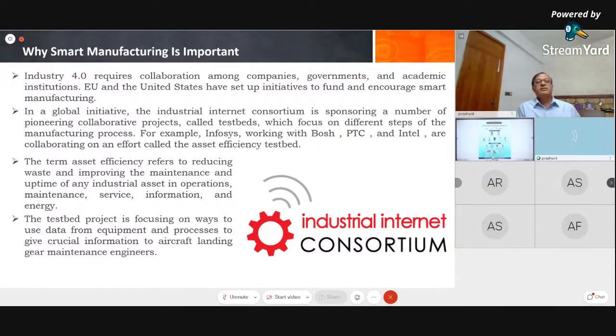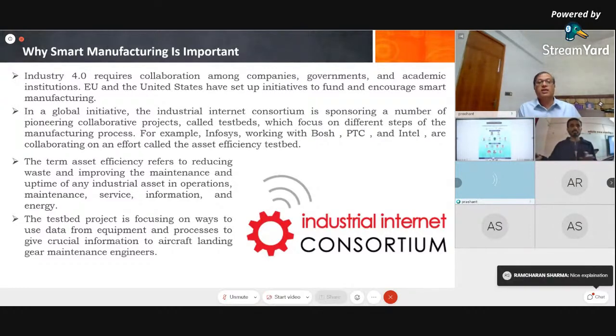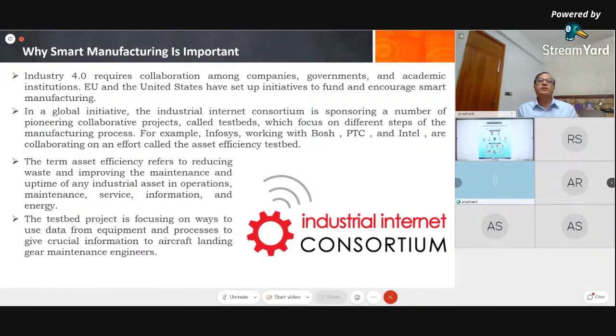This goes on because the companies help each other, and this asset efficiency test bed that Infosys is working on with other international companies is quite similar to what we call lean manufacturing or smart manufacturing. So what they're doing is trying to reduce the waste and improve the maintenance and uptime. These test bed projects in different arenas focus on different kinds of products, and this is just an example which I shared with you here. Because it is important, government and private actors are coming to help.